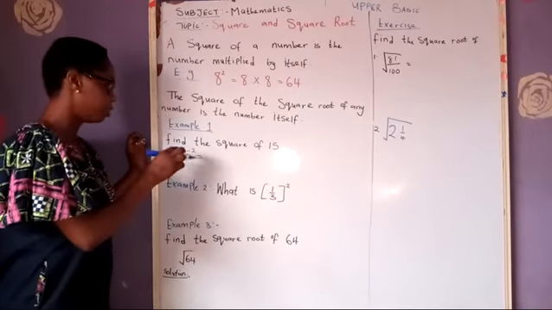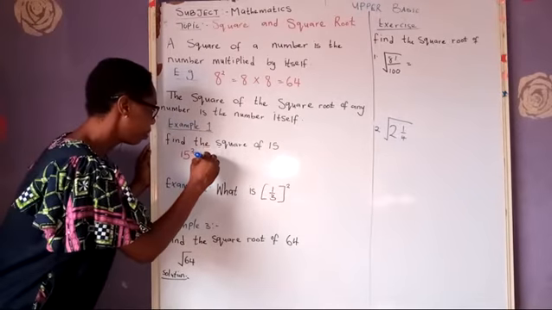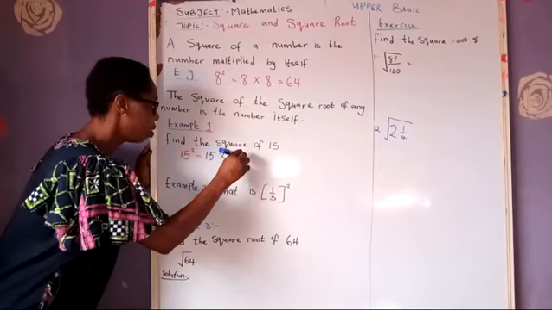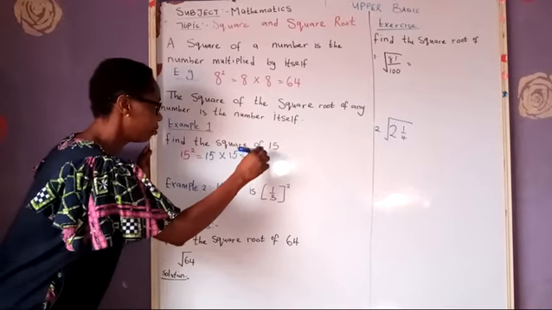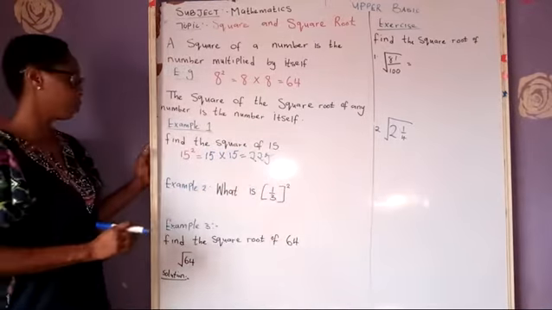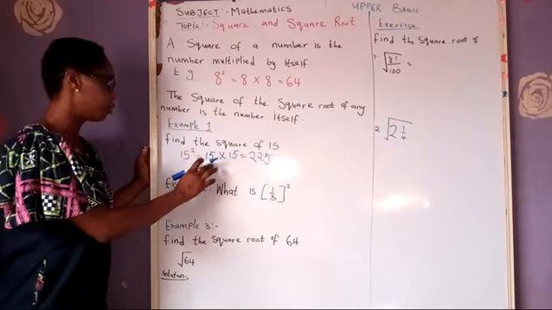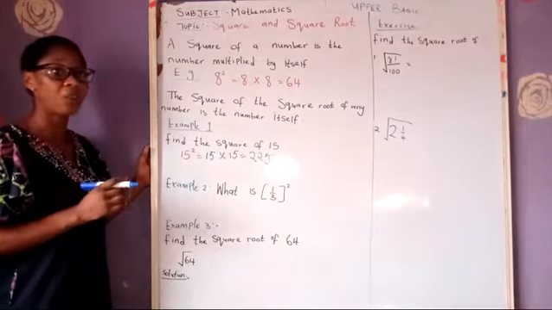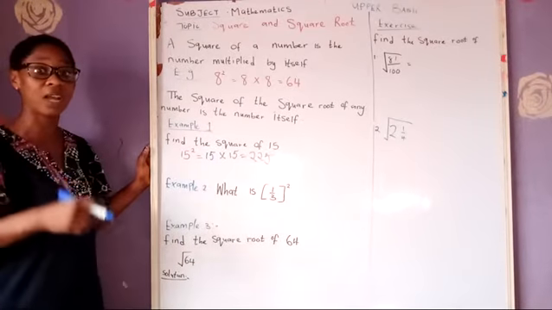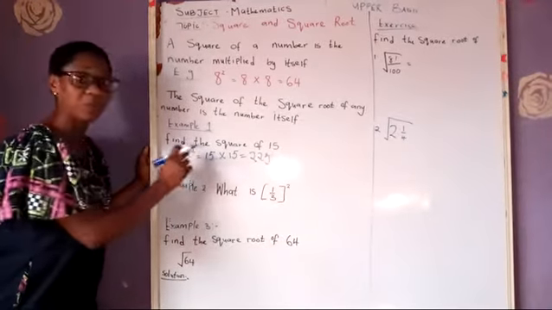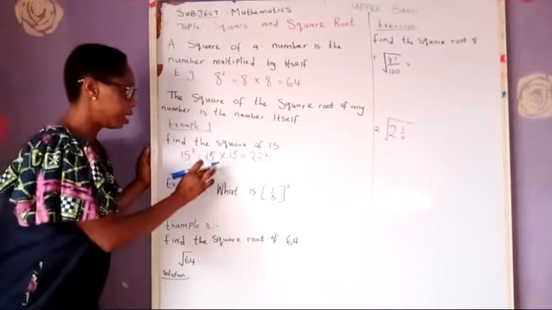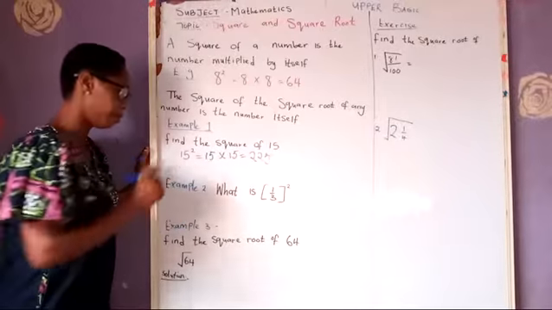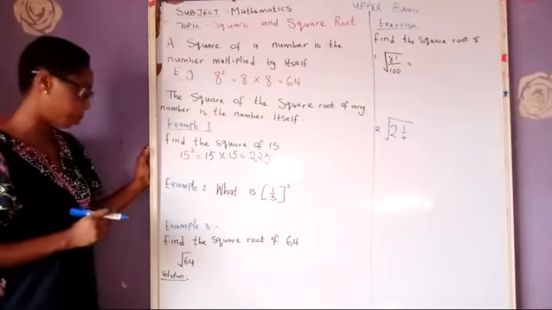Square of 15 will be 15 times 15 equals 225. Don't forget that we said that the square of a number is the number multiplied by itself, which means that 15 has multiplied itself. 15 times 15 will give us 225.